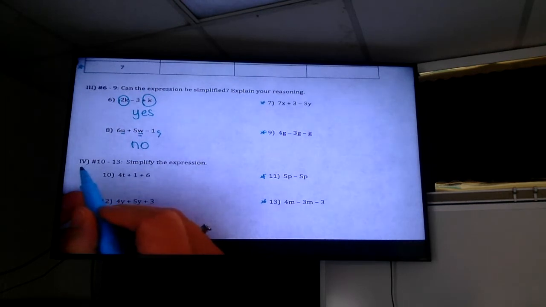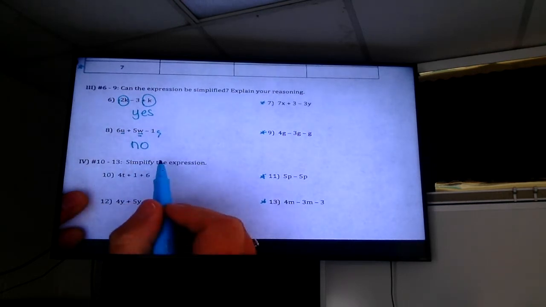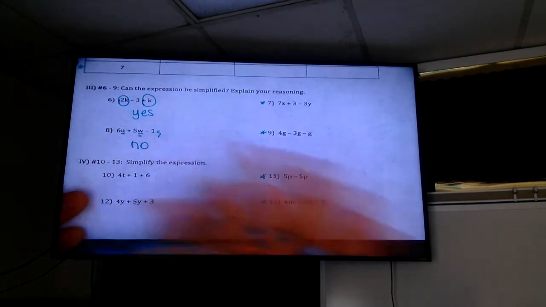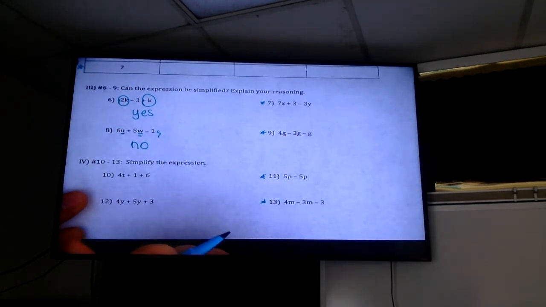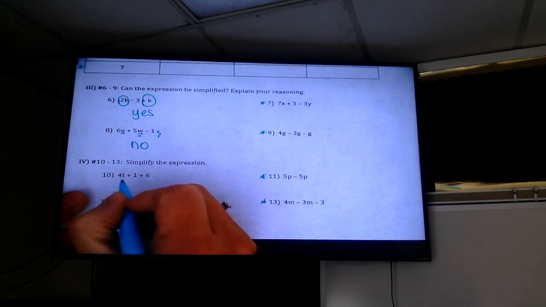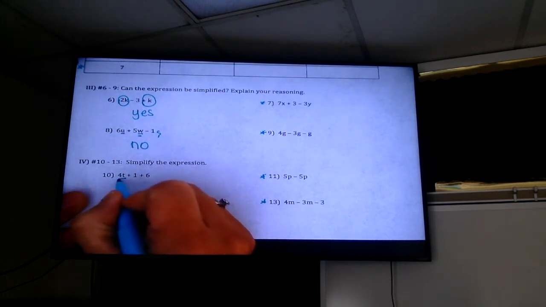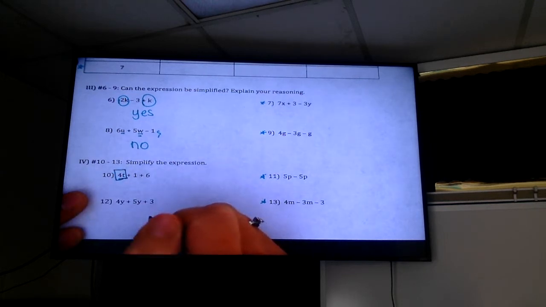For section 4, numbers 10 through 13, it wants us to simplify the expression. Again, 11 and 13, I'm leaving off because you get to do that yourself. So I need to simplify what I can. And when I look, I see 4t right here. So I'm going to box that in. Anything with a t, I'm going to box in.